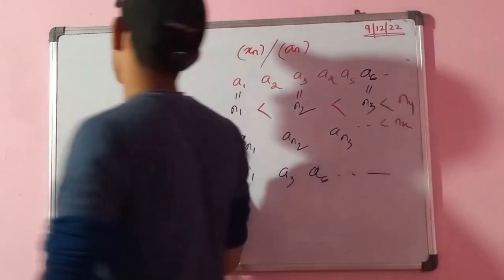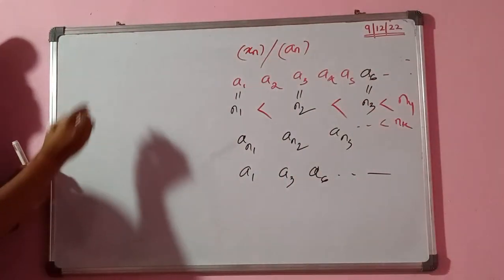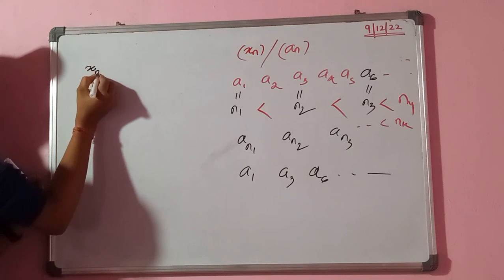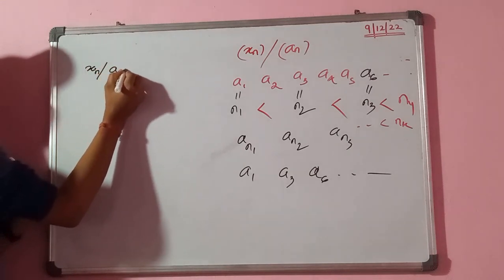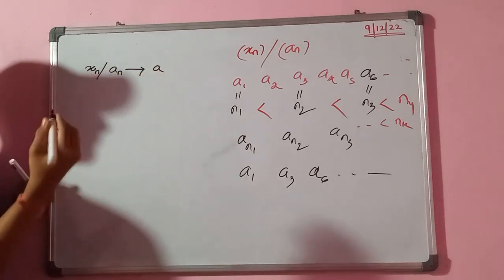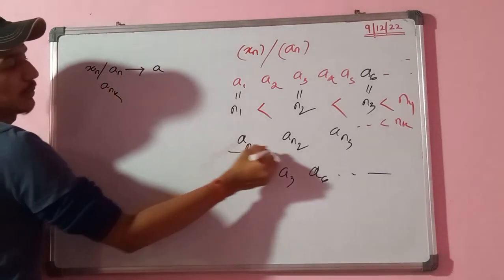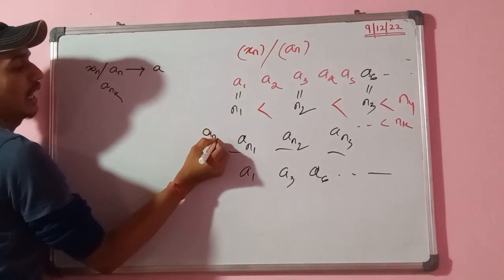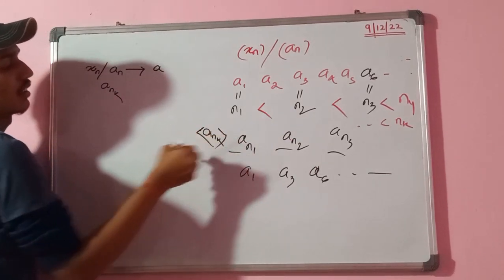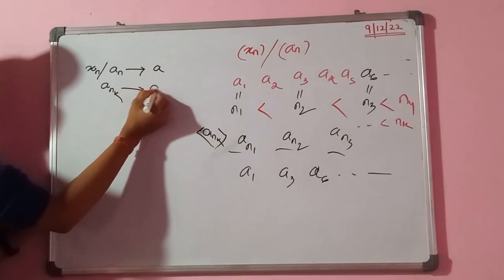And there is one simple thing. Suppose my sequence xn, or an, is converging to A. Then my subsequence, a nk, will also converge to A.